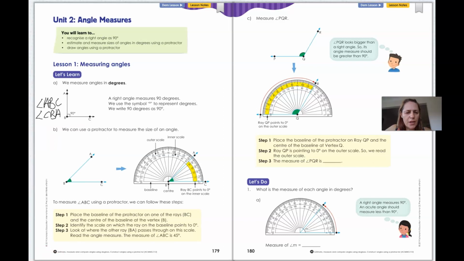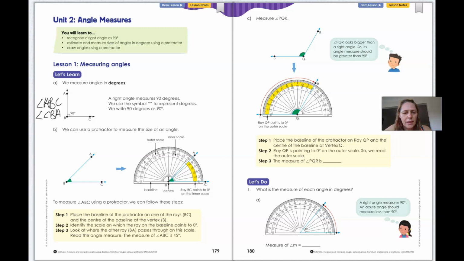So continuing on, to measure angle ABC using a protractor, we can follow these steps. These steps are going to be good go-to steps that you can keep coming back to. Step 1, place the baseline of the protractor on one of the rays. Now, see how we've got the baseline is up here. It's not the edge of the protractor itself. It's the line just off the edge. So we place the baseline of the protractor on one of the rays, BC we've chosen here, and the center of the baseline on the vertex B. So the center just on B.